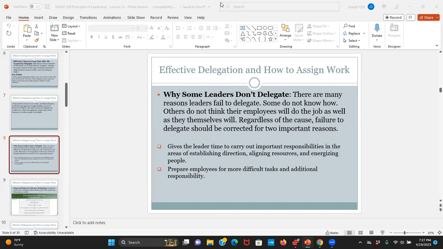Regardless of the reason, failure to delegate should be corrected, and the aim is to encourage leaders to do more delegation. Failure to delegate might lead to consequences you may not even expect. In fact, it might even wear the leader down.